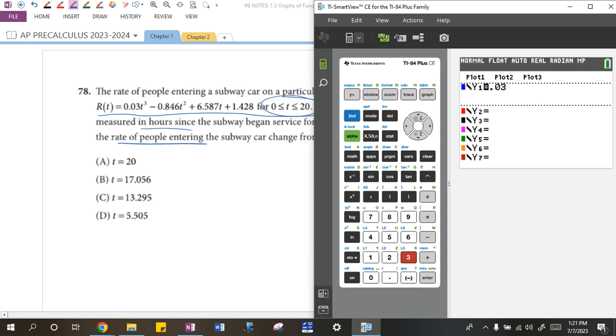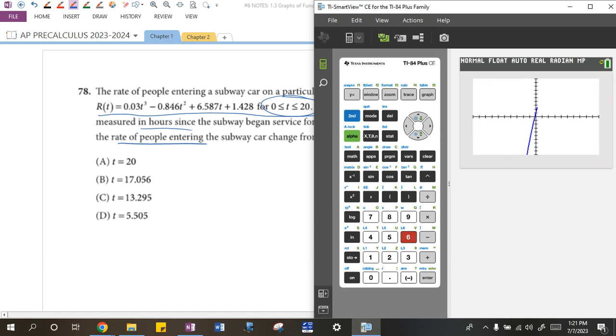0.03. It says t, but we're going to type in x to the third. Arrow to the right out of that. Minus 0.846 x squared plus 6.587 x plus 1.428. Now, I don't want to guess and check. I don't want to zoom 6. Let's just look at what happens. Zoom 6 does not give me the full picture. This says the domain is 0 to 20.